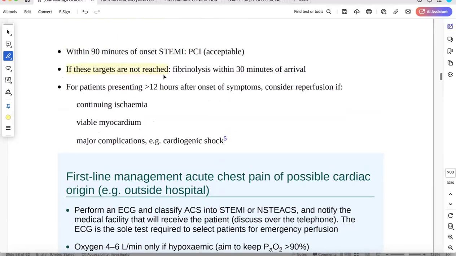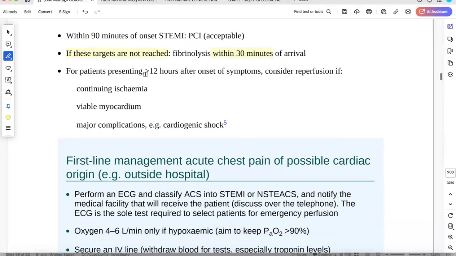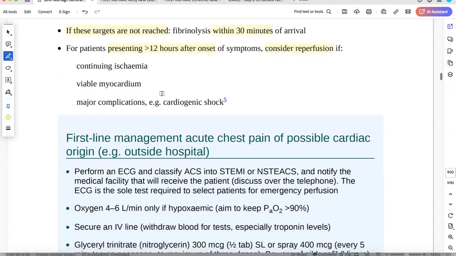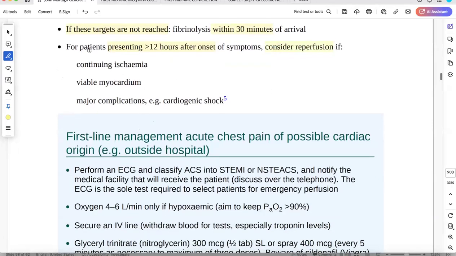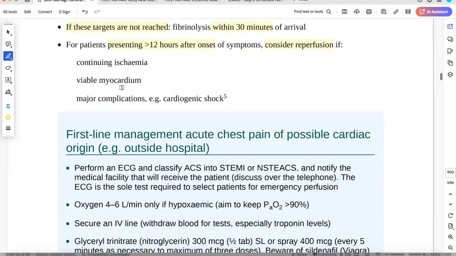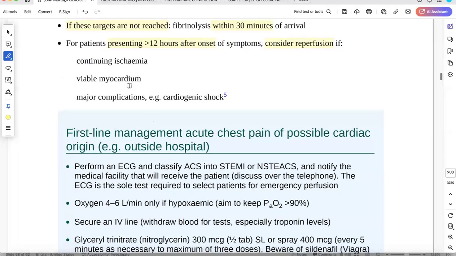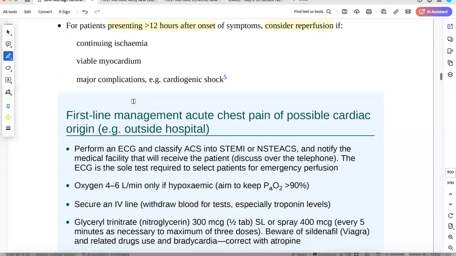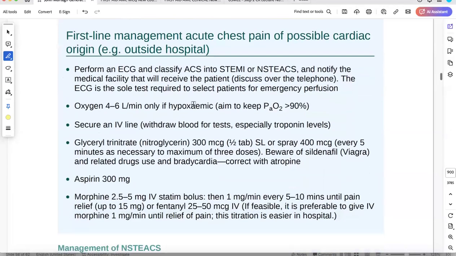So if the targets are not reached, then fibrinolytic can be given. For patients presenting after 12 hours, you can still consider reperfusion if the patient has these features: continuing ischemia, viable myocardium. Now, you can't actually get it in the exam, so it usually doesn't come in the exam anyway.